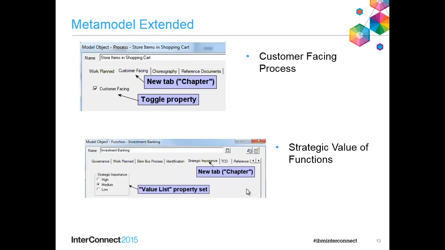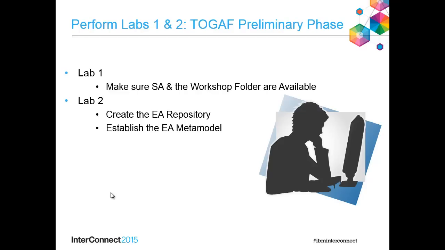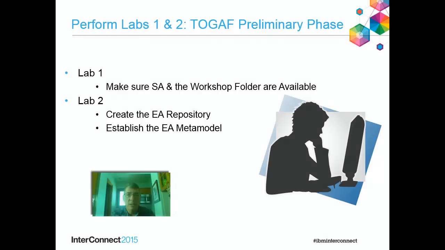We also have customer-facing processes for business processes, and then also strategic value of functions, high, medium, low, again through some analysis that was done on the functions of the organization that exists in a spreadsheet that we're going to bring in, low-hanging fruit, into the enterprise architecture. So I think that ends the first introduction into the workshop.